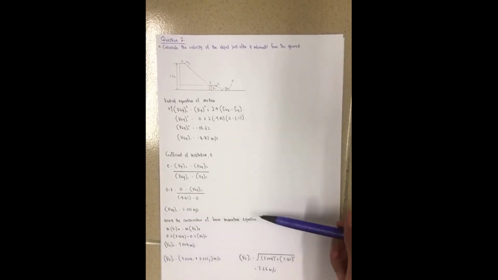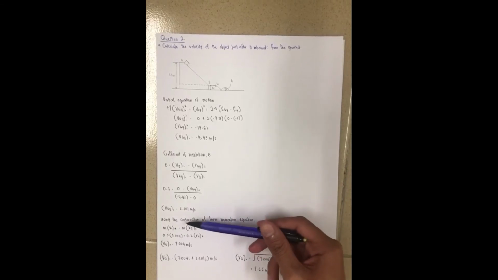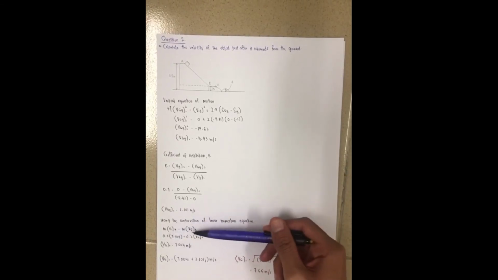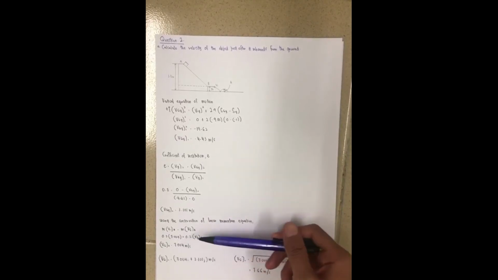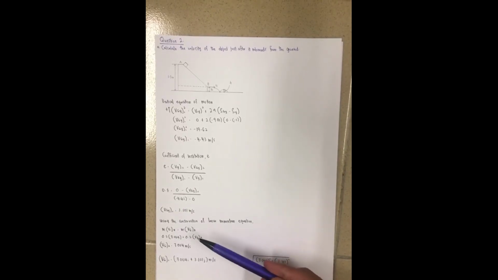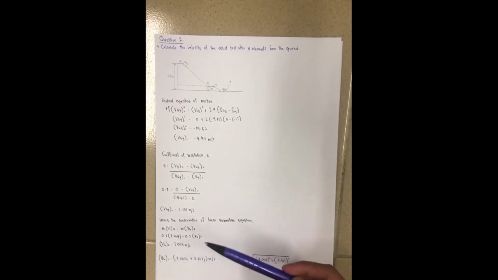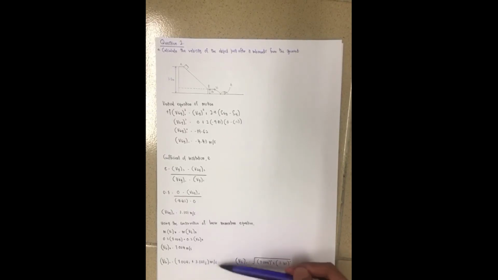And then we use the conservation of linear momentum equation to find VG in the x component. After substituting all the values, we get the answer of 7.004 meters per second. And then we combine both of the answers in the vector direction. From this vector direction, we can get the magnitude of VG2, which is 7.66 meters per second.